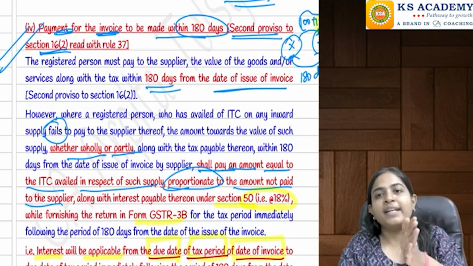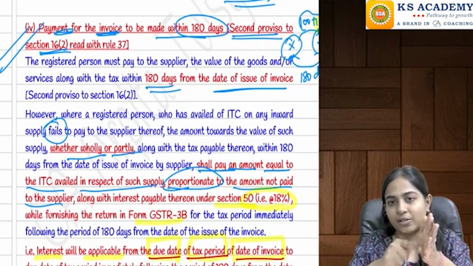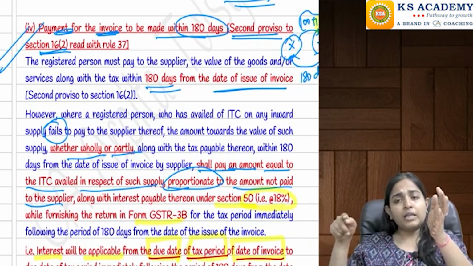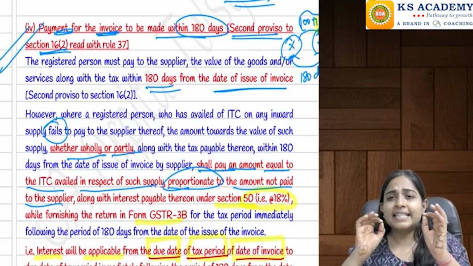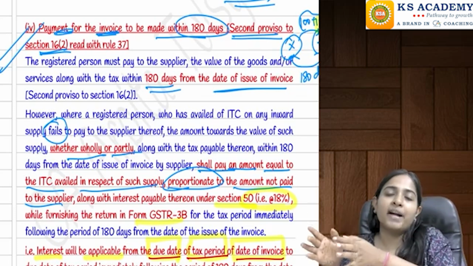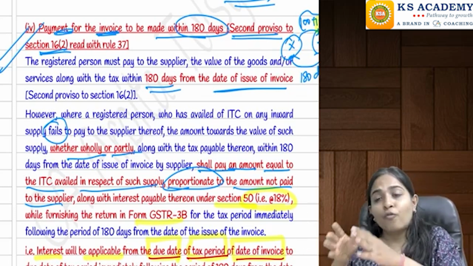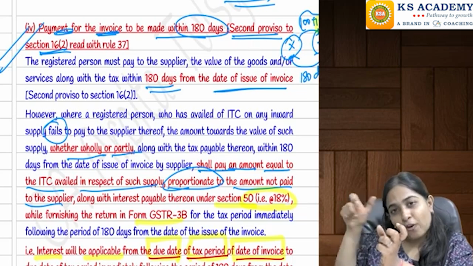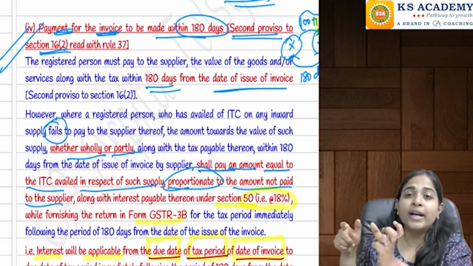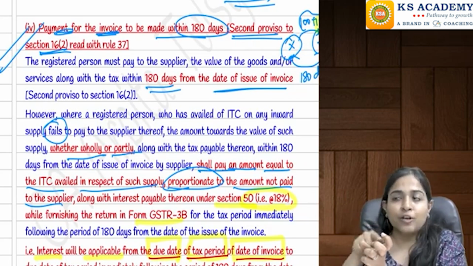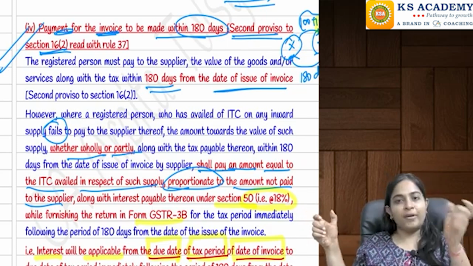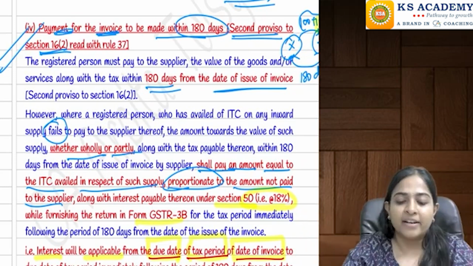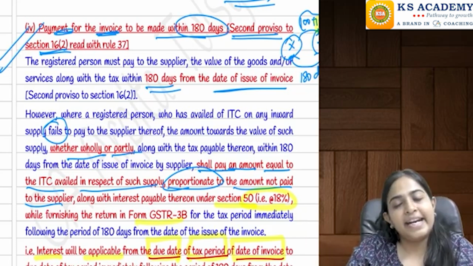So from 20th December, the interest meter is going to start, and since the payment was not done within a time period of 180 days, let's say 180 days expire in the month of May. So whatever is the due date for filing GSTR 3B for the month of May, let's say it is 20th of June. So it will go from 20th of December to 20th of June. Interest will be applicable at the rate of 18%.